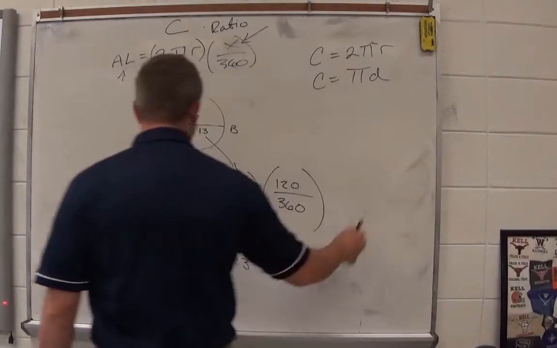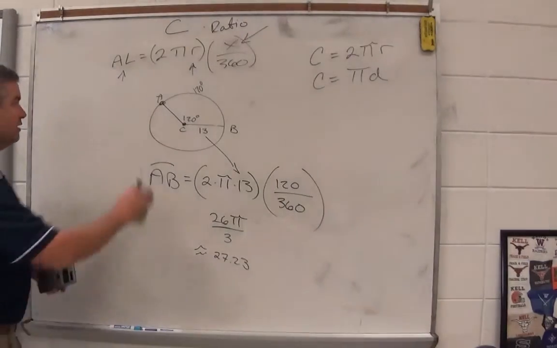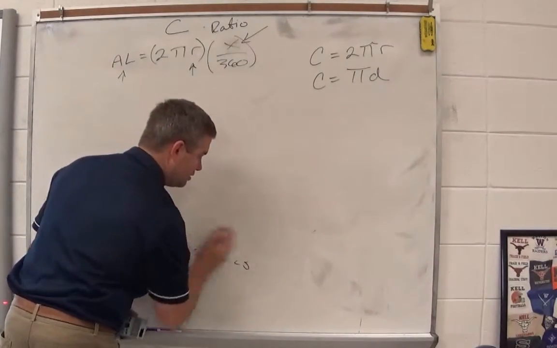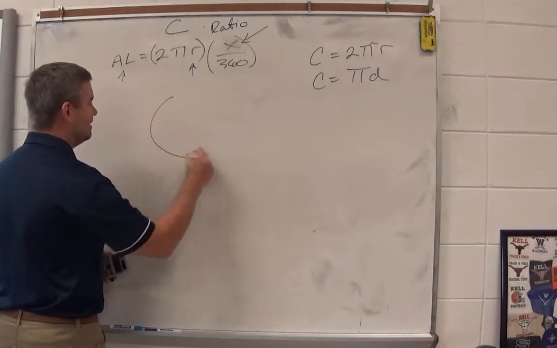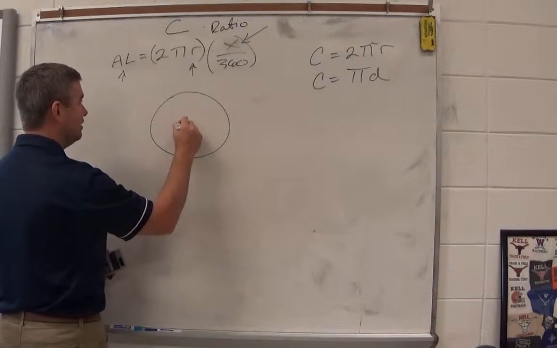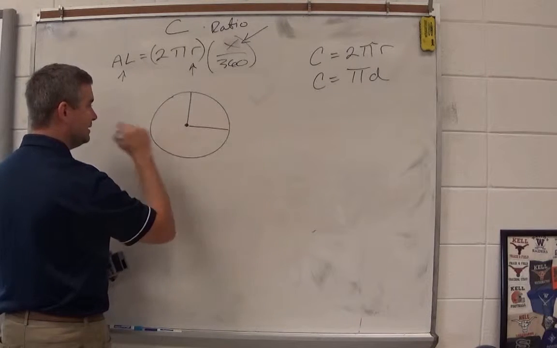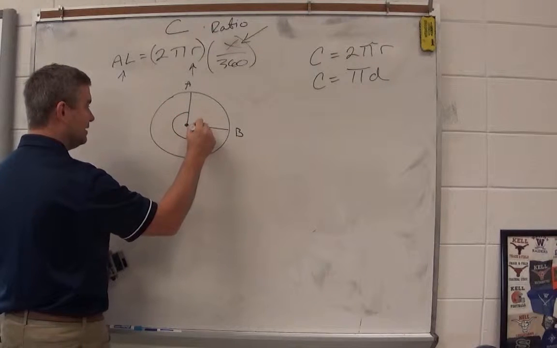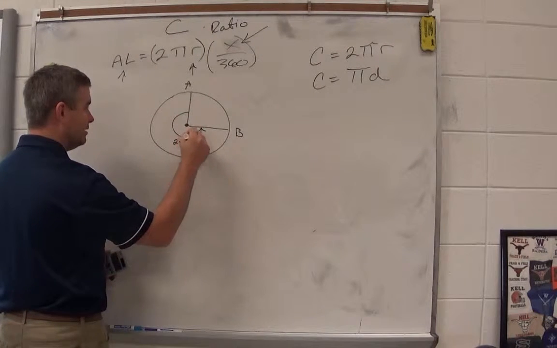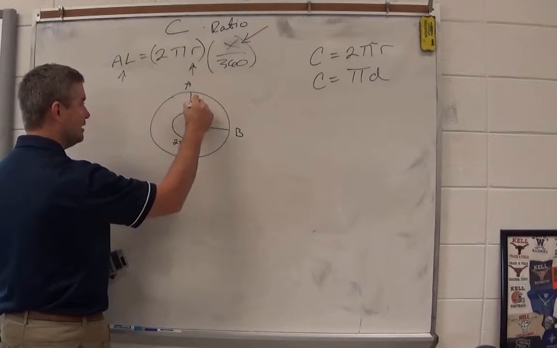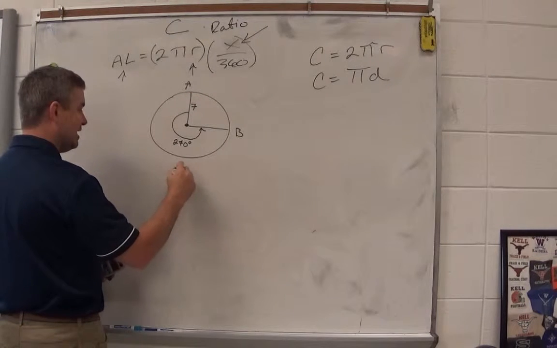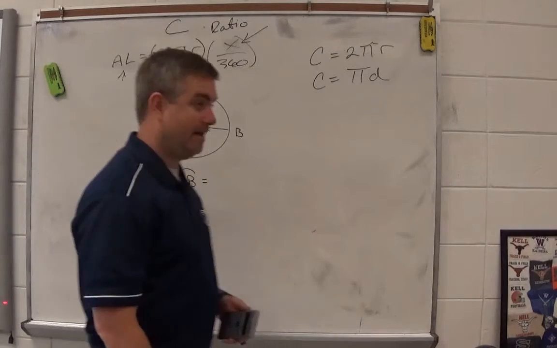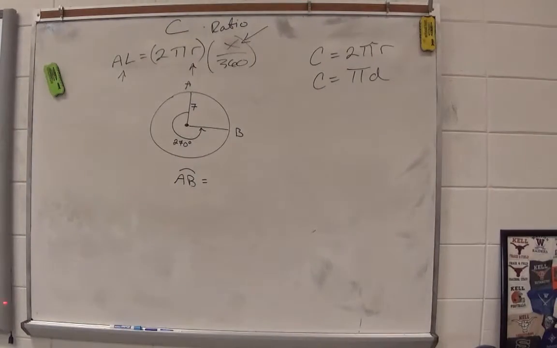All right. You ready for the next example? All right. Let's do another. Man, look at that circle. Here's A. Here's B. Here's this angle measurement. And the radius is 7. Find AB. 270. Find the measurement of arc AB.